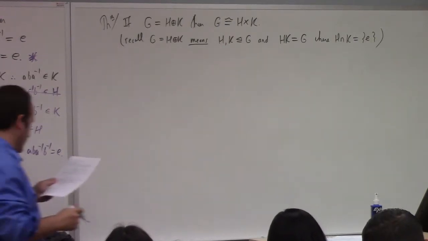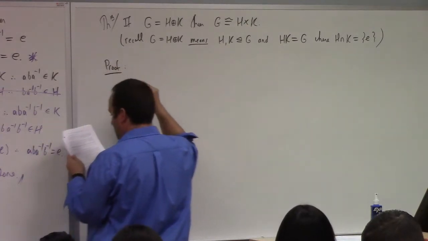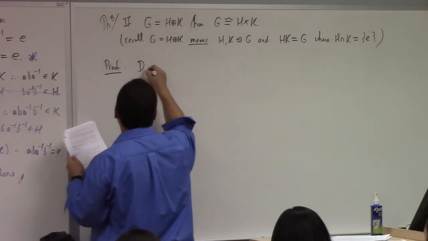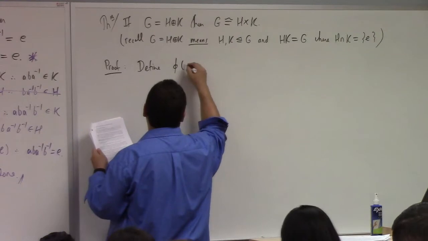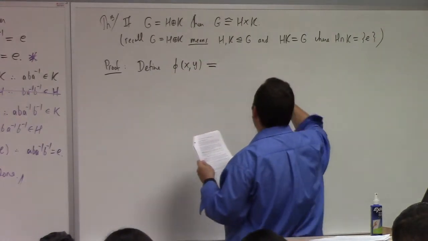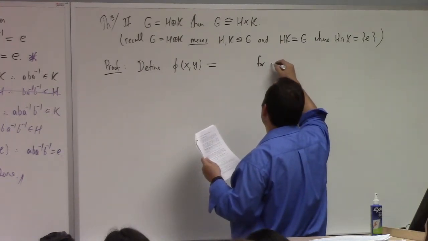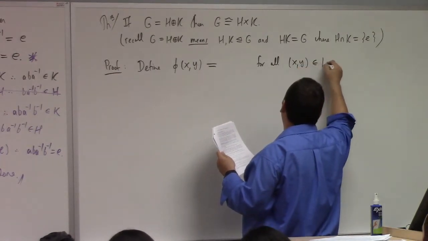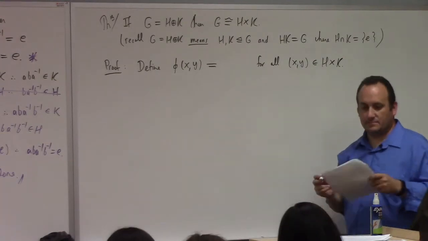So what's the proof? Let's get to it. So assume that H and K are as I just wrote them, and let's define phi of (x, y) equal to, and so this here, what formula do we want to put there?